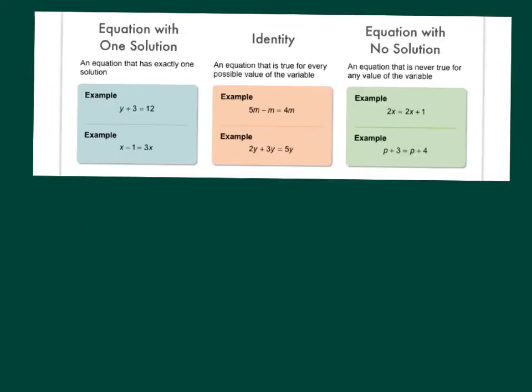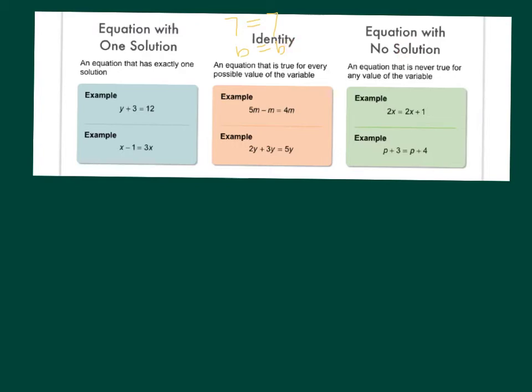Now we have special situations when we get variables on both sides. We have equations with one solution, which is what we just did, where x equals 3, x equals 5. Then we have what we call identity. And if you remember, the identity property was when a number equaled itself. That was the identity property way back in the first chapter. And then we also have equations with no solution. So these two here are special situations.